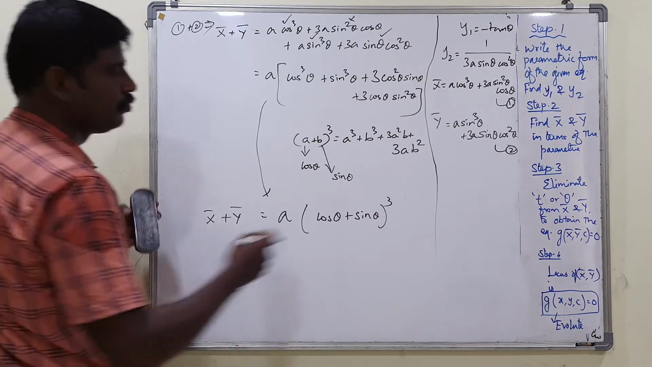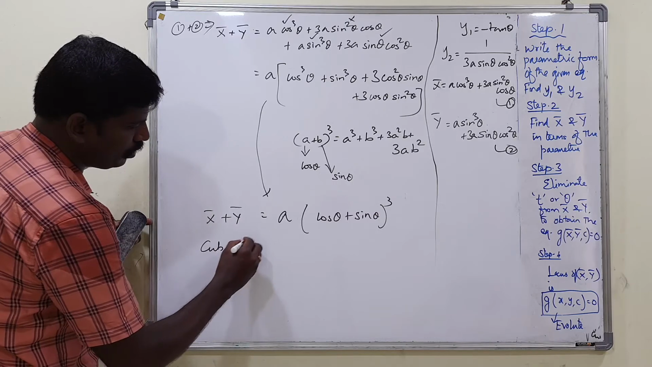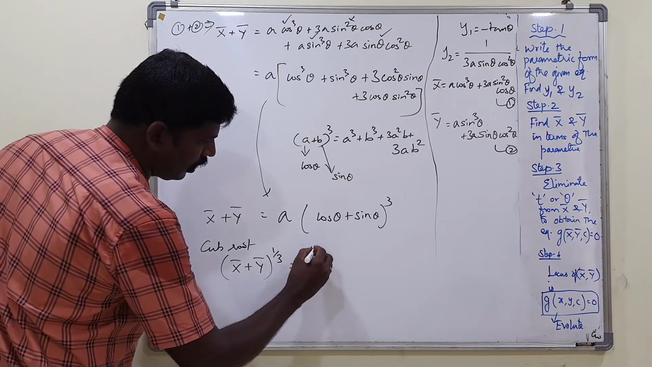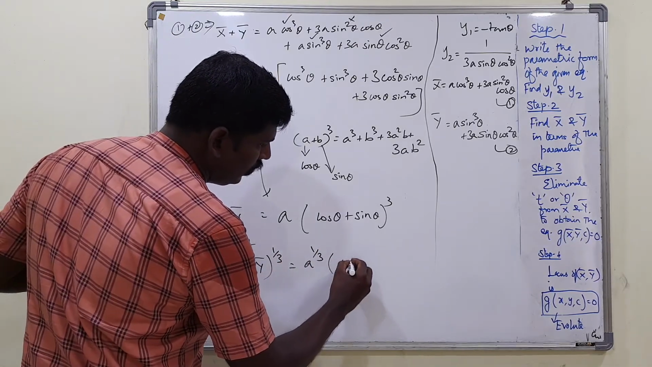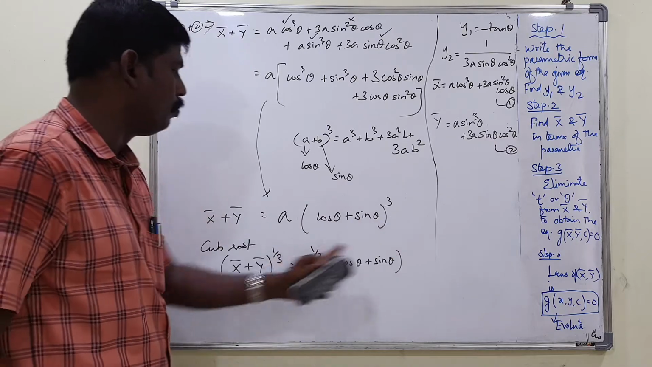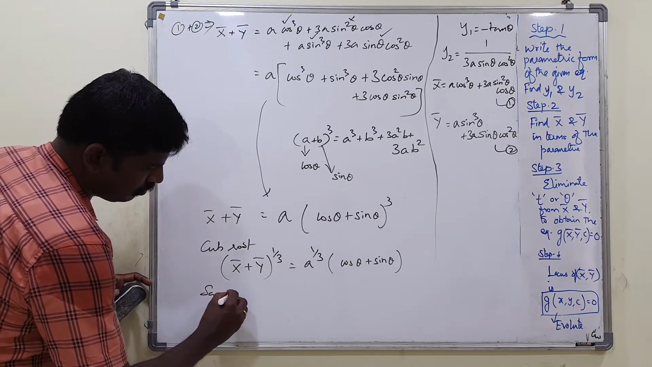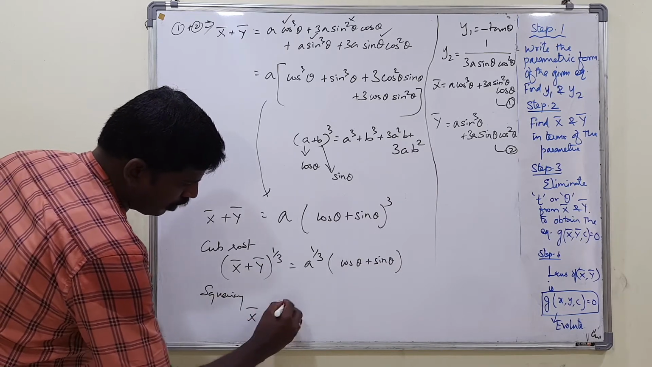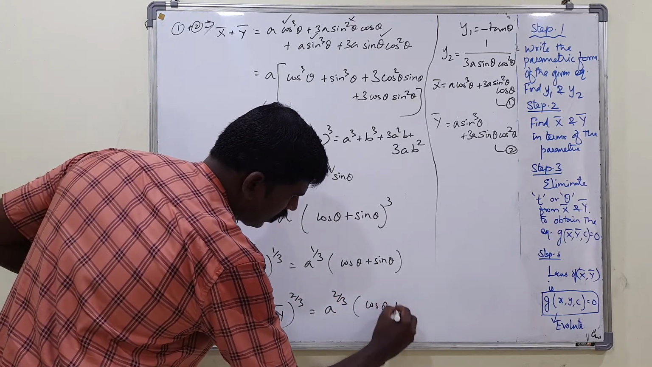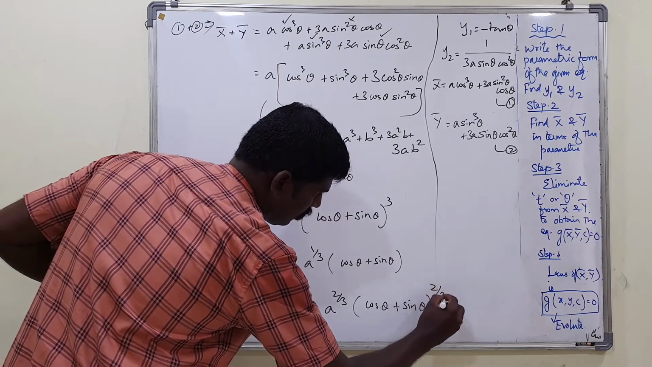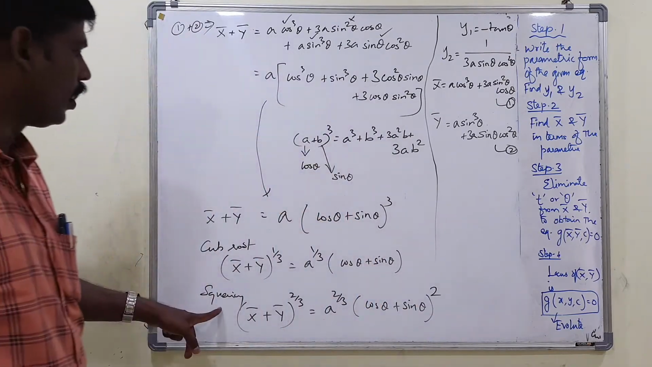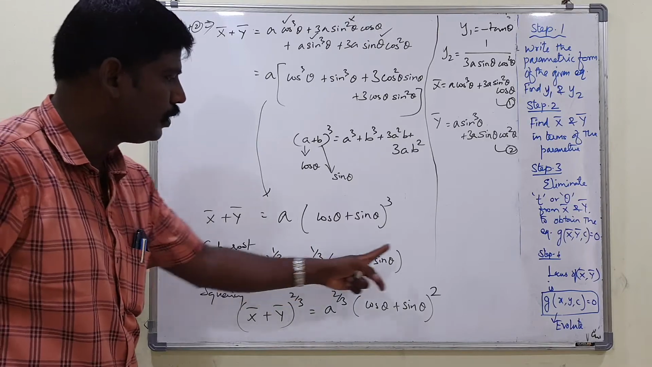Now I am taking the cube root on both sides. So what will we get? x bar plus y bar to the power 1 by 3 equals a power 1 by 3 into cos theta plus sin theta whole power 1. That 3 will be eliminated when we take the cube root. Right? Squaring on both sides, x bar plus y bar to the power 2 by 3 equals a power 2 by 3 into cos theta plus sin theta whole power 2, isn't it? Taking the square on both sides, the power becomes 2 by 3, and this becomes 2.